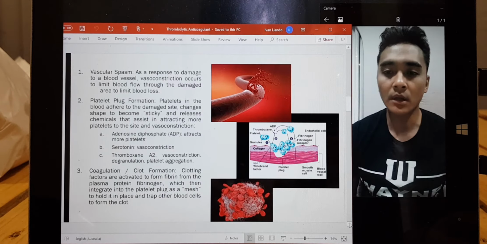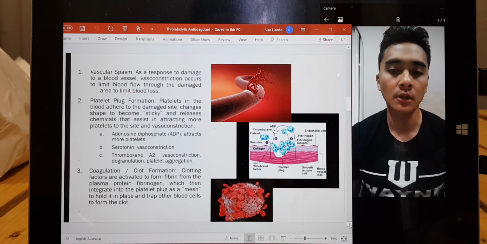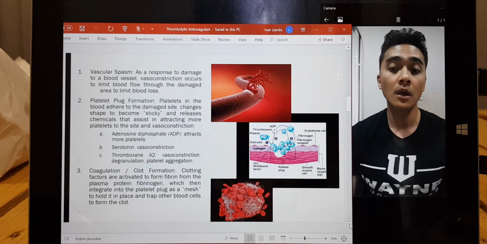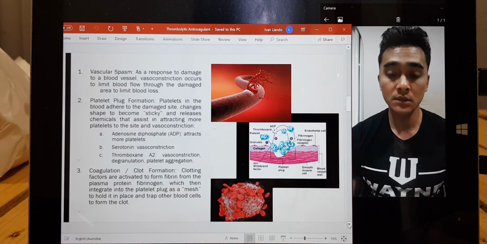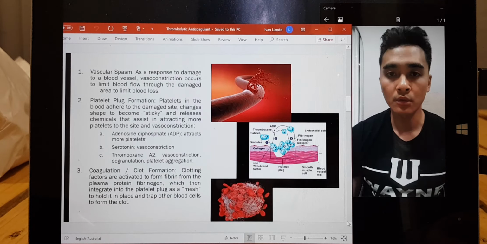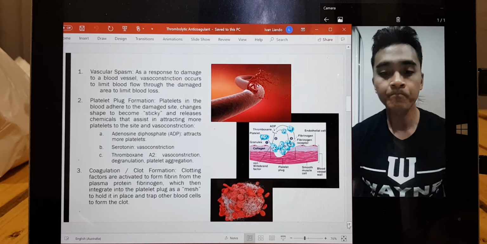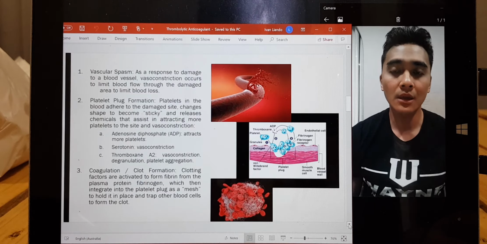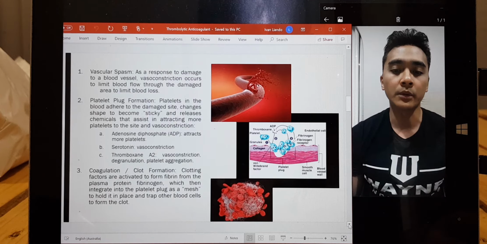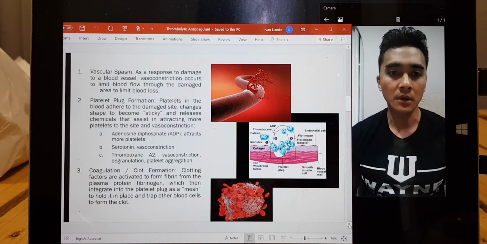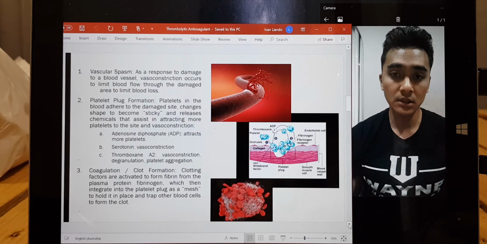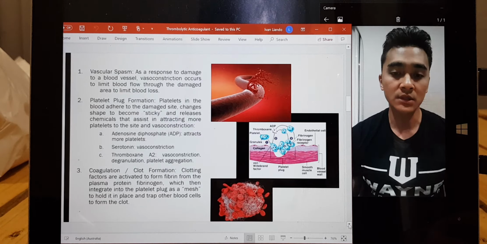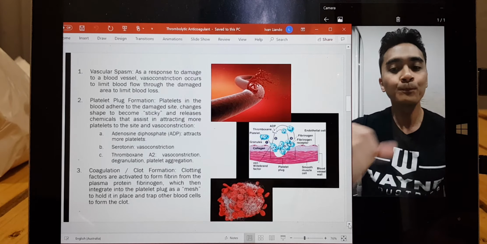And lastly, clot formation. The clotting factors are then activated through a series of coagulation cascade events that eventually form fibrin, cleaved from fibrinogen through the action of thrombin. Fibrin then integrates itself into the platelet plug to form a mesh-like structure, and it holds the plug in place, and it traps red and white blood cells to form that clot.